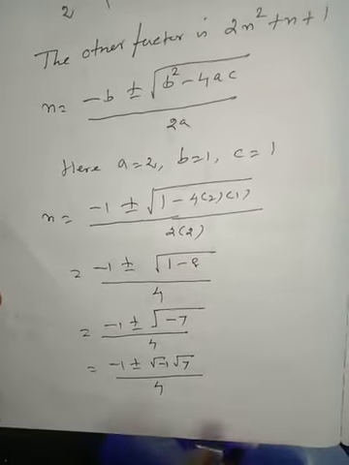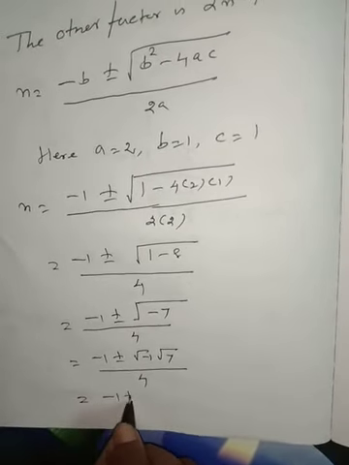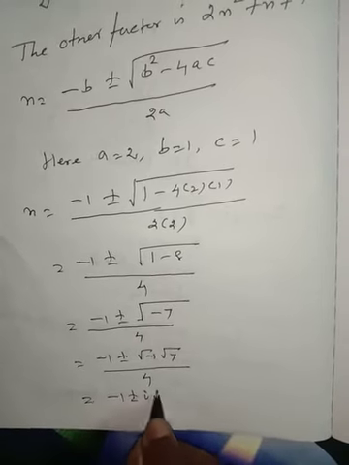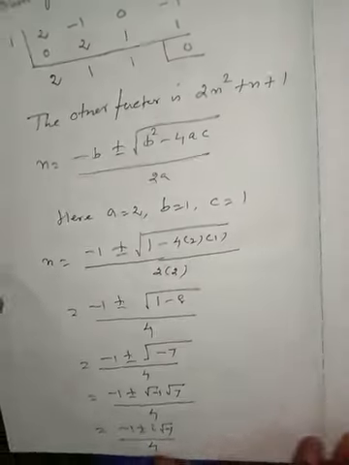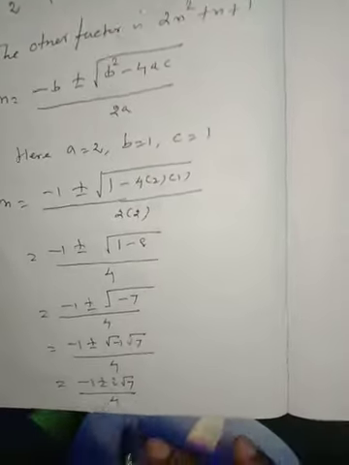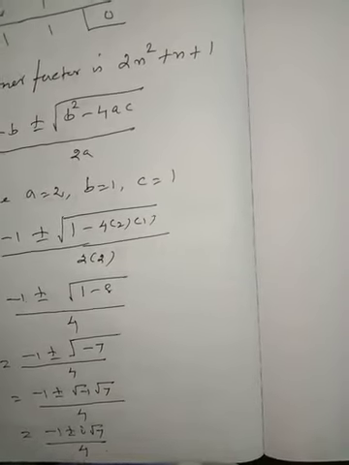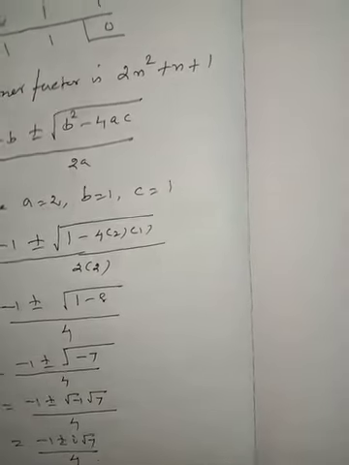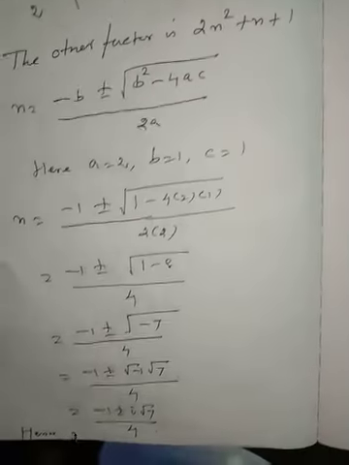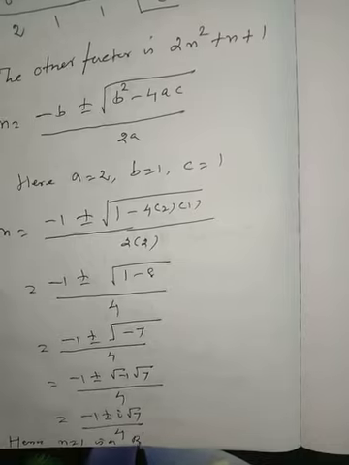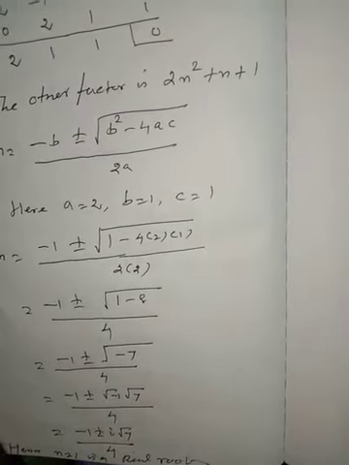Okay, now we know that in a complex number system root of -1 is i, so x is equal to -1 plus or minus i root 7 divided by 4, which is a complex number. Therefore, x is equal to 1 is a real root. Hence, x is equal to 1 is a real root.